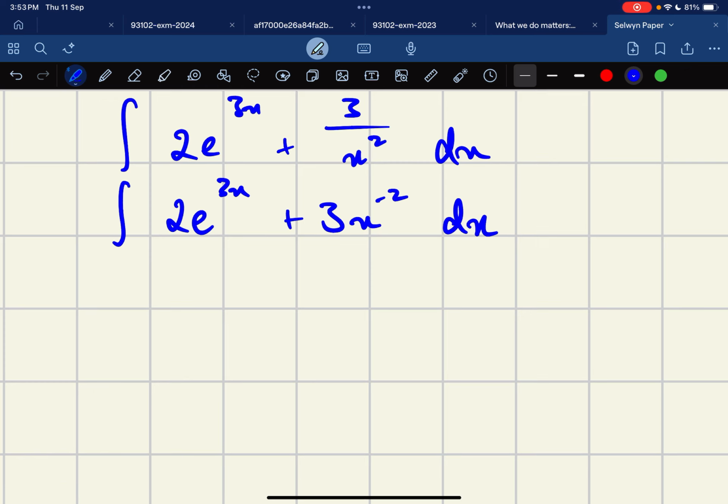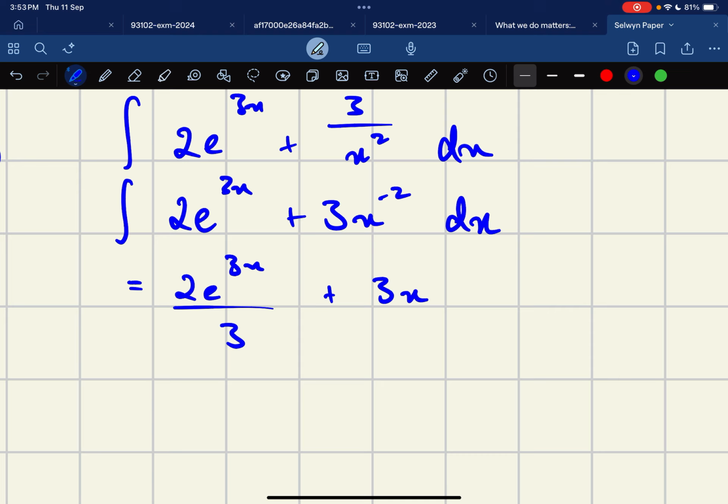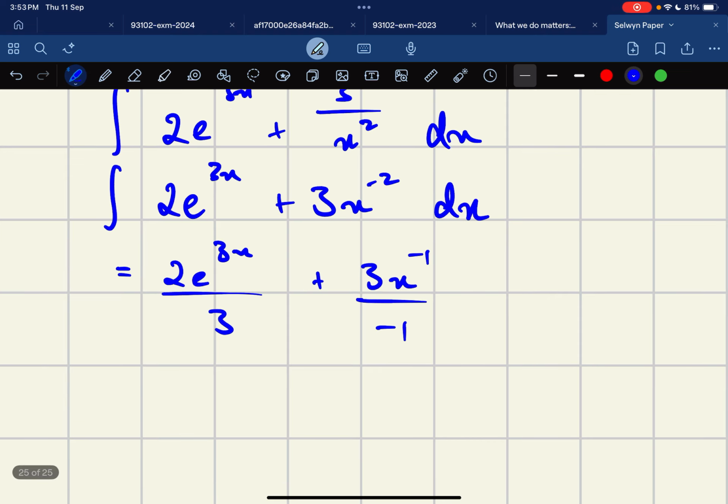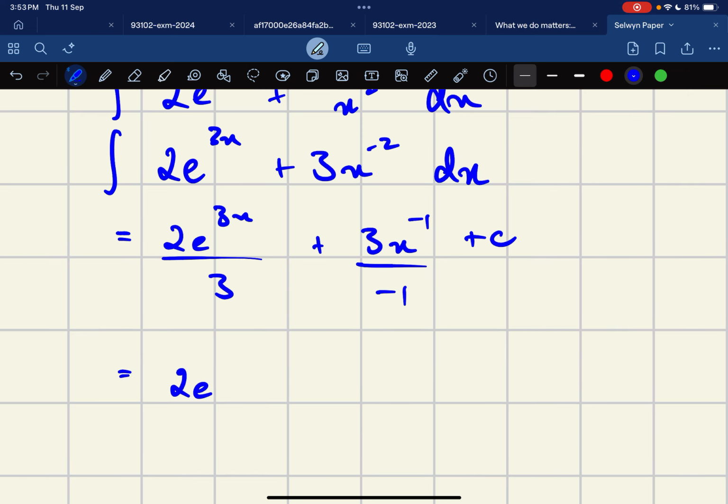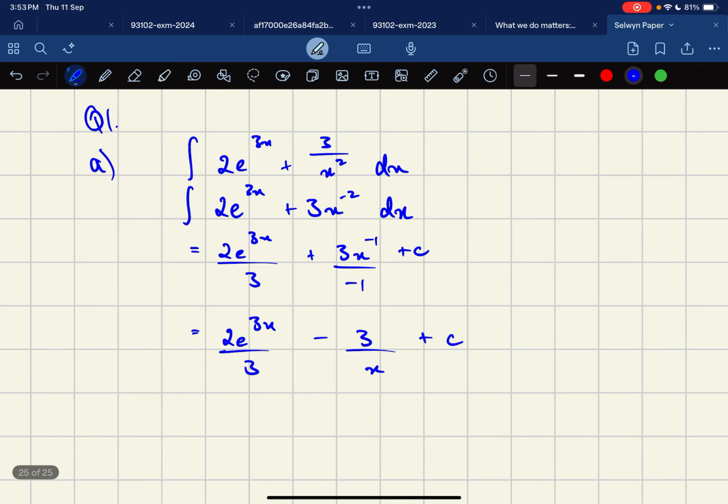So the integral of the e function, you just divide it by the derivative of the exponent. So this is going to be 2e to the 3x over 3, and then the next one you add 1 to the power and then divide by the new power, so it's 3x to the negative 1, and then divide by that new power, so divided by negative 1, and then plus c. Well, you can simplify your answer a little bit, so 2e to the 3x over 3 minus 3 over x, and then plus c. That's it.